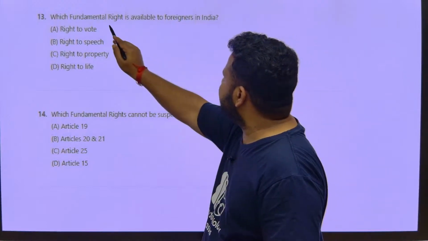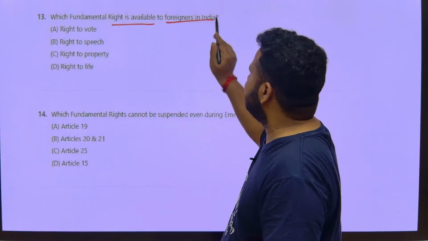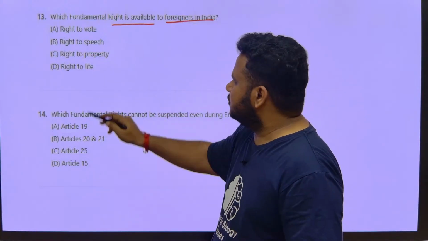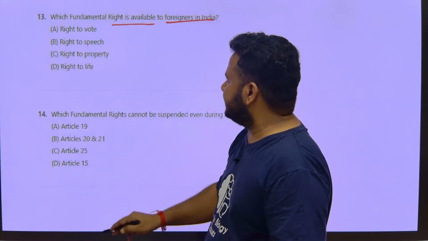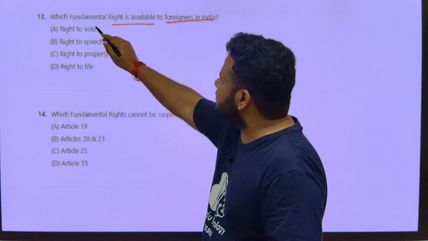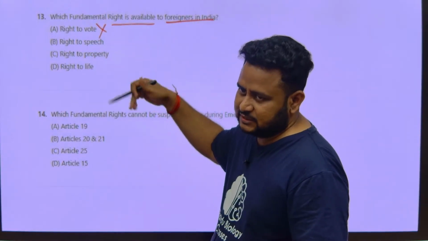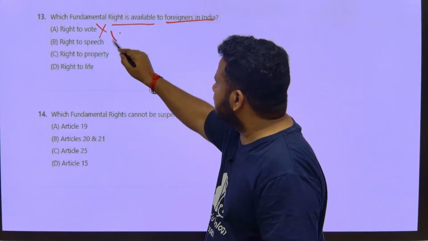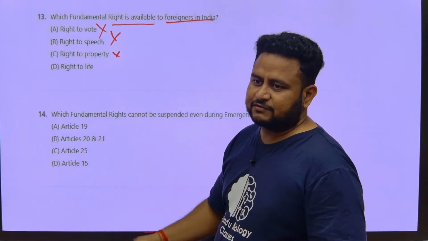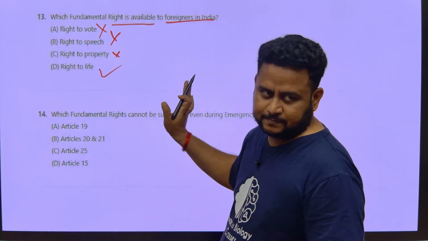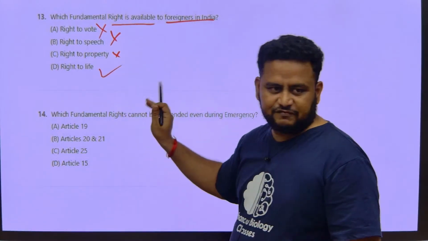Next, which fundamental right is available to foreigners in India? Read peacefully. Right to vote, right to speech, right to property, right to life. Right to vote, they don't have. Right to speech? They cannot speak whatever they want. Right to property? They cannot acquire property as and when they want. Right to life, definitely it is there.